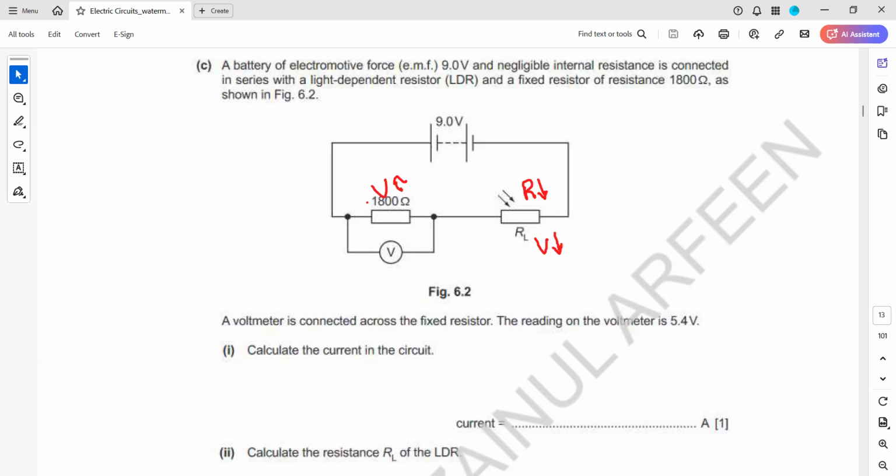So you just have to compare the readings. So the LDR resistance will decrease. So the current in the circuit will increase. As the current in the circuit increases, there will be more voltage or potential across the fixed resistor and less voltage across the LDR, because this is a series circuit.